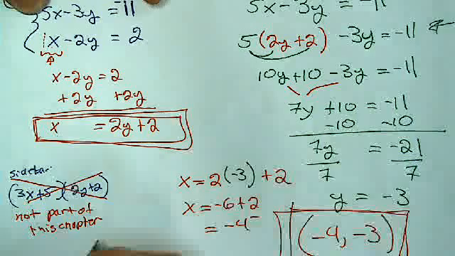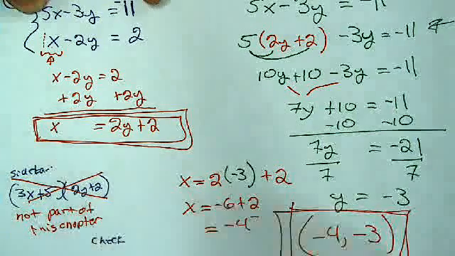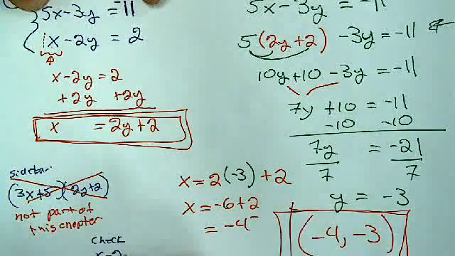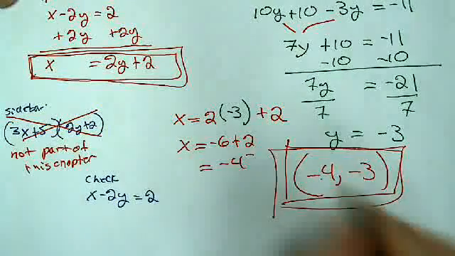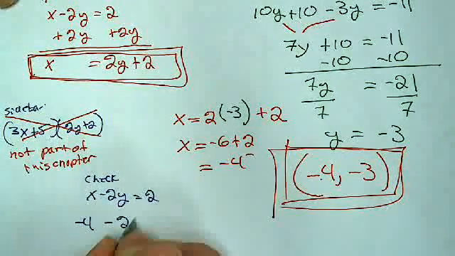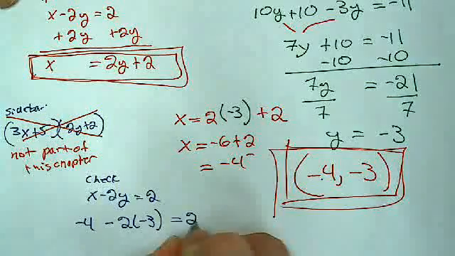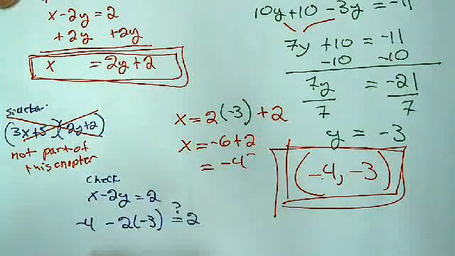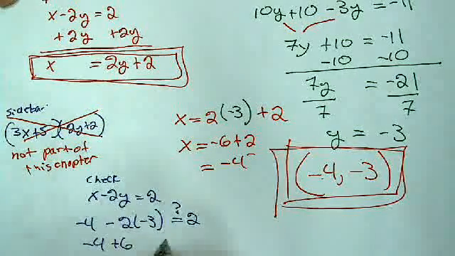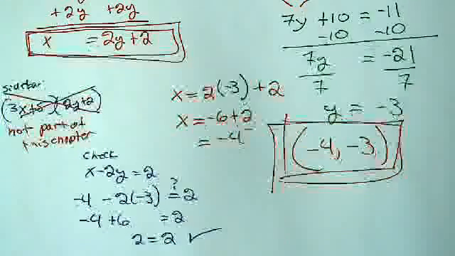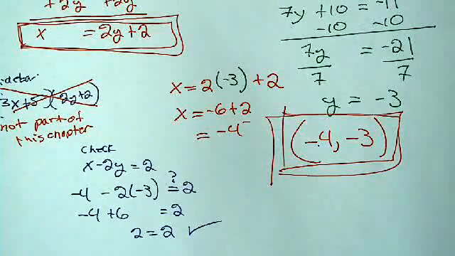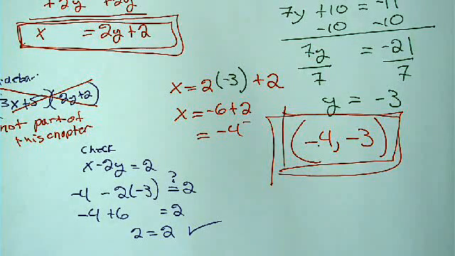So as a very short check, let's do x minus 2y equals 2. Let's scoot this so that we can see. Negative 4 minus 2 times negative 3 equals 2. Is that true? Is negative 4 plus 6 equal to 2? Yep. So it checks out. And that will work in either of the 2 equations. And that's your fail-safe. And if it doesn't work, then you say, okay, I know I screwed up somewhere.